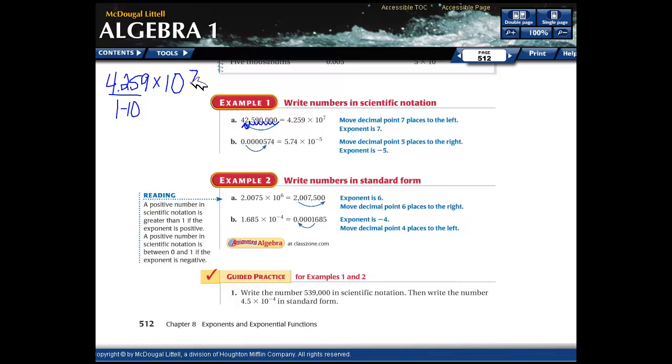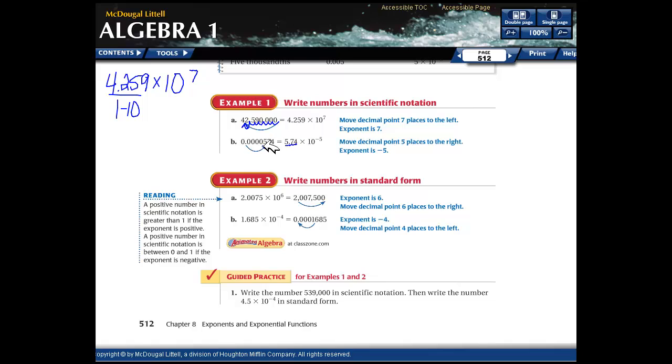B is the other way. You start off with a very small decimal. Again, it has to be a number between 1 and 10. So this is the only spot for that to go. 5.74, that's your number between 1 and 10, times 10 to an exponent. You moved it 1, 2, 3, 4, 5. But this one is a negative exponent. Now there is a difference. Well, there I moved it 7 times and it was positive. Here I moved it 5 times, it was negative.